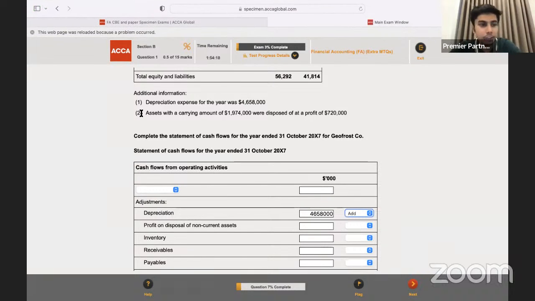4,658,000. Right. Now, guys, the second thing they are telling you: an asset with a carrying amount of 1,974,000 was disposed for 720,000. Okay. An asset with a carrying amount of 1,794,000 was disposed at a profit. So normally, guys, remember the moment that you see this, and always this will definitely happen in cash flow questions. There is no doubt. Disposal account.